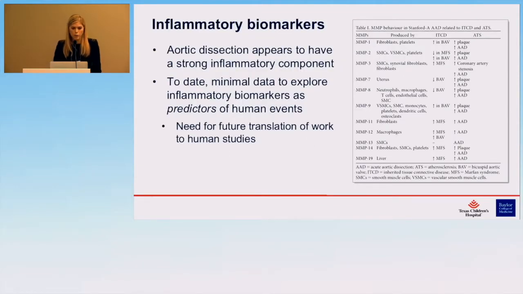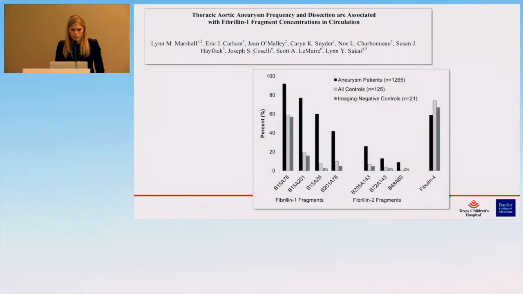Now, just a brief note on inflammatory biomarkers. Clearly, there's lots of animal data, some human data, that inflammation is an enormous part of this. But to date, as far as I know, there's no data for predictors of human events for inflammatory biomarkers, where you can do a test and say your risk of dissection in the next 2 years is XYZ, but we're certainly looking for it. There is a study by Lynn Marshall and Lynn Sakai looking at fibrillin fragments. They looked at patients who had an aortic aneurysm or did not, and showed that patients with aneurysms had greater fibrillin fragments. However, again, this was not dissections. They did not predict dissections, so we still have a long way to go.